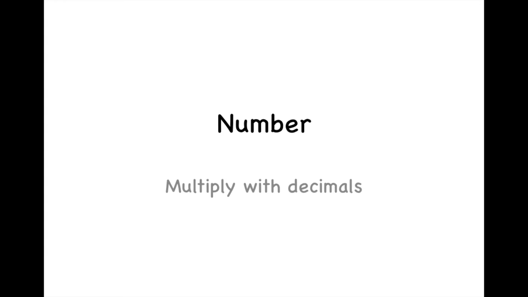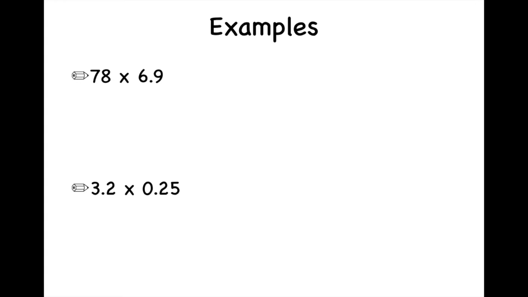Today I'm going to be teaching you how to multiply with decimals. If I look at these two examples, you'll see the first example is 78 times 6.9. Now, in order to multiply with decimals, we need to apply a little magic trick. This magic trick would be to times my decimal by 10. This will make it 69, so I will have 78 times 69.